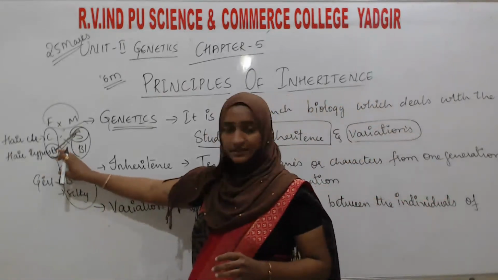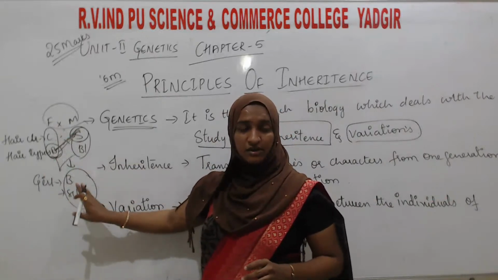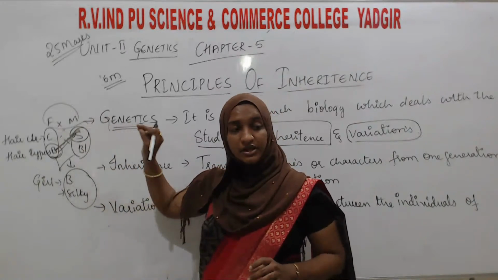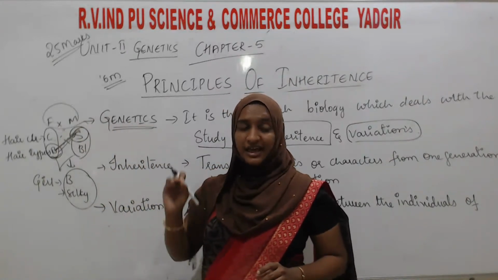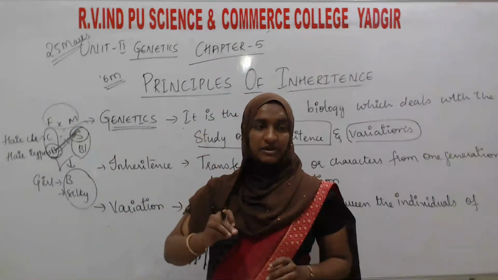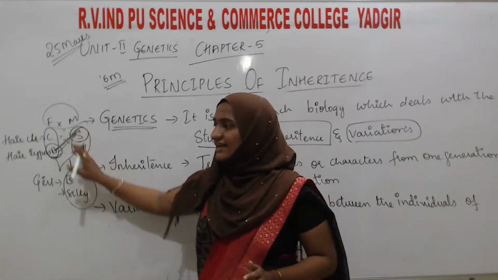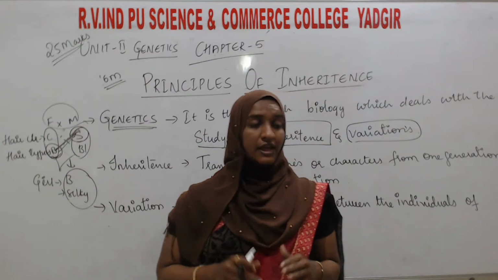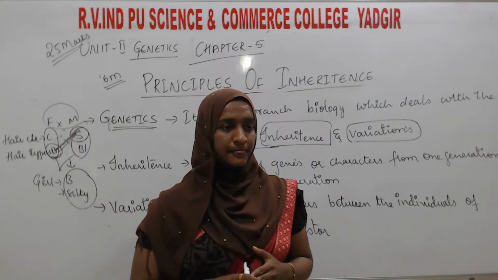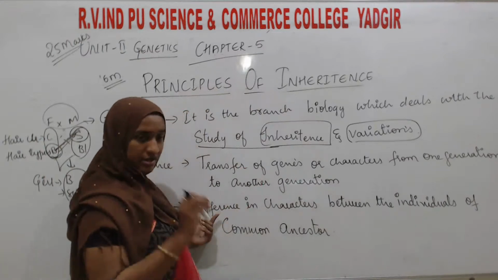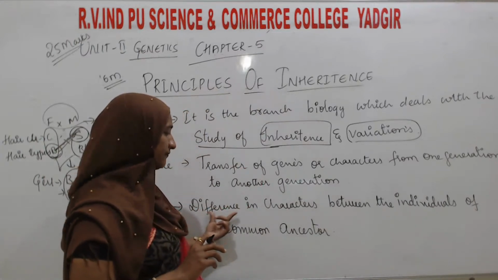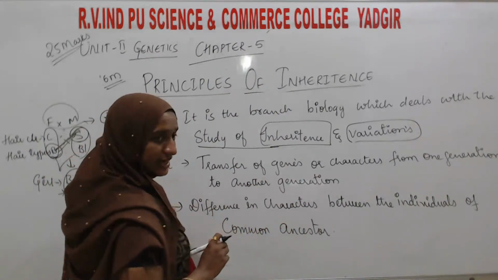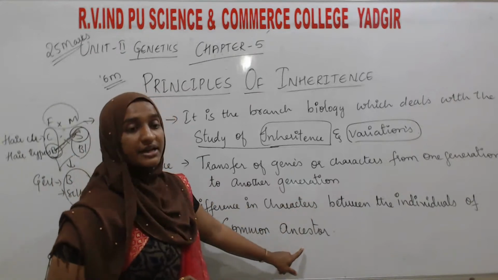Here itself you can see this girl is not at all similar to the father, not at all similar to the mother. Not only in this character, but if you see some other characters also, those characters will not be exactly similar; that particular girl is not exactly like her parents. Why? Because there is an exchange of genetic material between the parents. So see here, what is the meaning of variation? Means difference in characters. You can see the difference in characters between the individuals of a common ancestor.